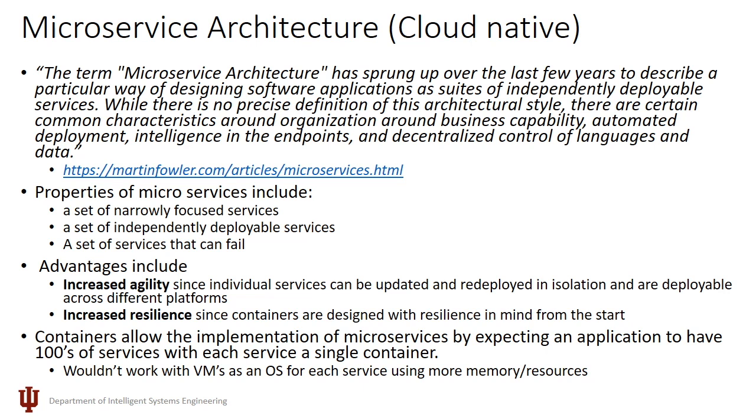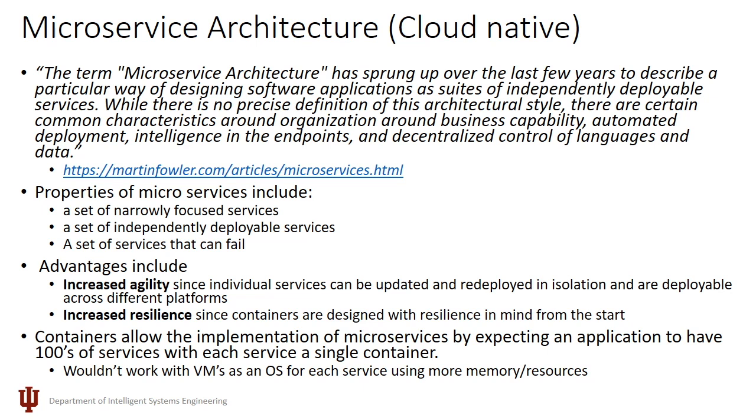When we are looking at this, it is really important to also understand what actually is a microservices architecture, which means a cloud-native architecture. This has sprung up over the last few years to describe a particular way of designing software applications as suites of independently deployable services. Remember, our containers are next to each other. They are kind of services. They are all running independently, but they have a lot of stuff in common.